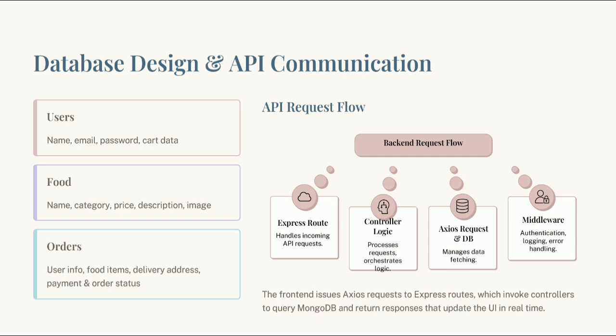MongoDB is used to store all application data. The user's collection stores customer information and authentication details. The food collection contains information about available food items such as name, category, price, and images. The orders collection stores customer orders, delivery addresses, payment information, and order status. This database design supports efficient data retrieval and management.